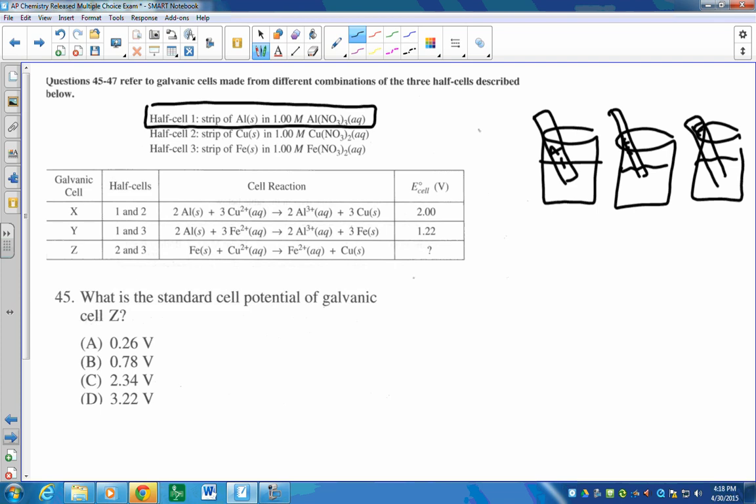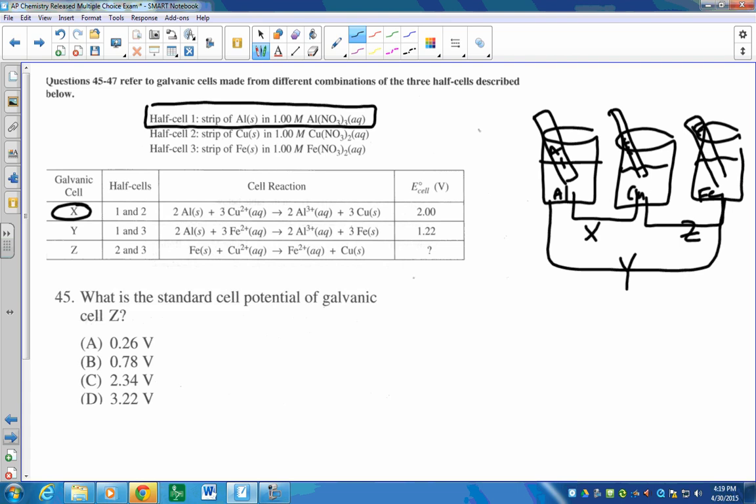And then this chart tells you that we're going to make a battery called X, and we're going to make it by hooking up aluminum and copper. And then Y is going to be made by hooking the aluminum up to the iron. And then Z is going to be made by hooking up the copper and iron. So this is the cell that's X, and this is the cell that's Z, and this is the cell that's Y. So first of all, I found that very confusing. Like, what is this problem asking?